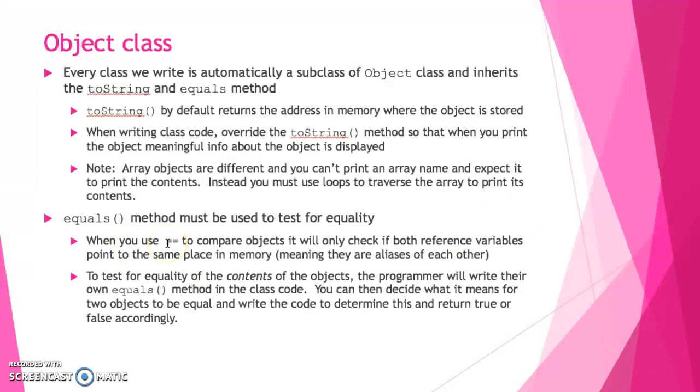So our toString method is going to return a string, and if we print an object, that string that is returned will be printed. The equals method is going to check for equality. If we use equals equals to compare objects, all that will happen is we check to see if they are aliases and they point to the same place in memory. If we want to check for equality of their contents, the programmer needs to write an equals method, and they can decide what it actually means for those two objects to be equal.